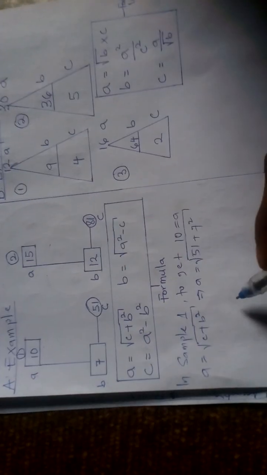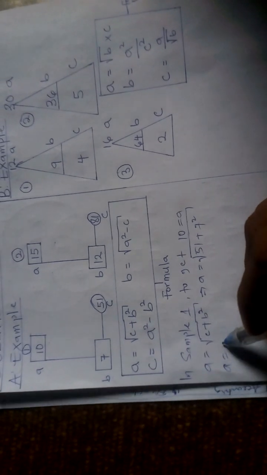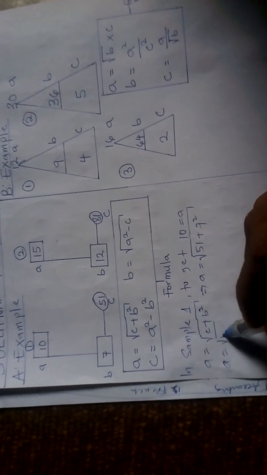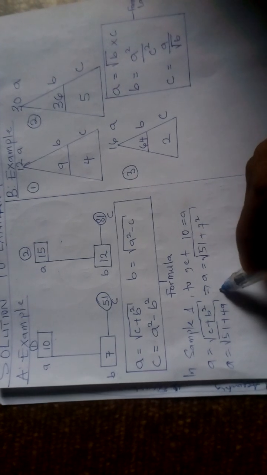So that means the square root of 51 plus, what is our B? Our B is 7. So that means we have 7 square. Now A is equal to the square root of 51 plus 49, because 7 square is 7 times 7, which is 49, and this is equal to the square root of 100, which is 10.